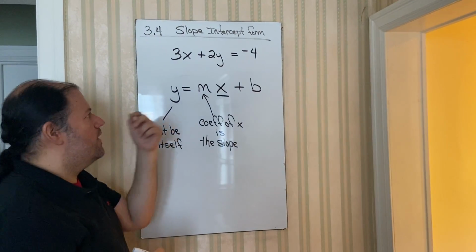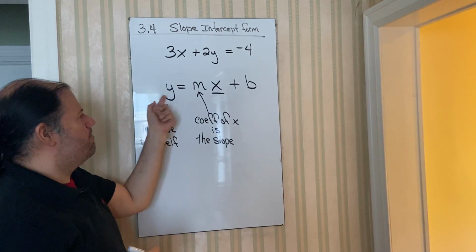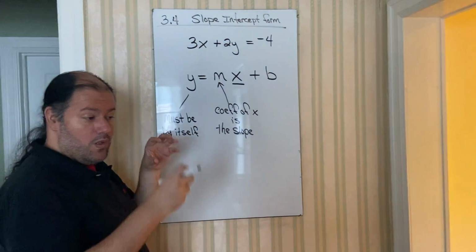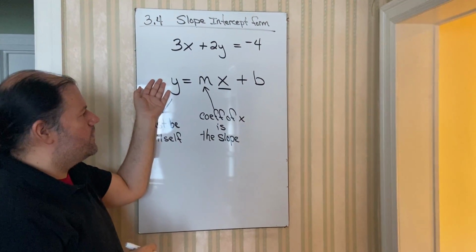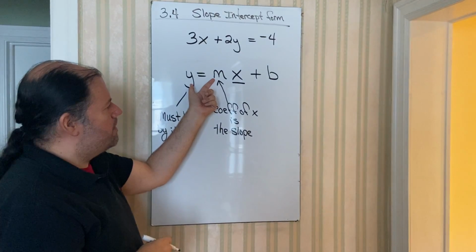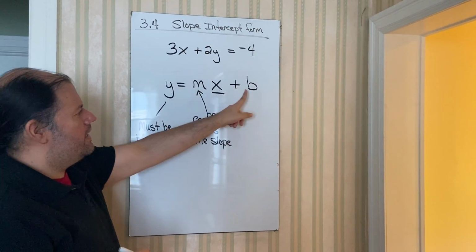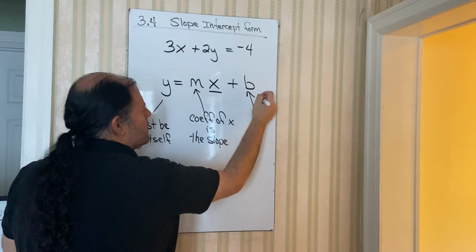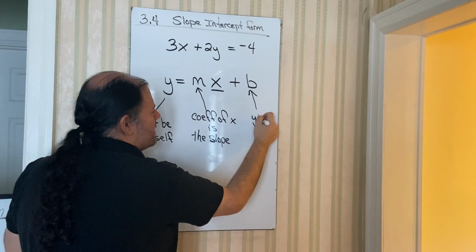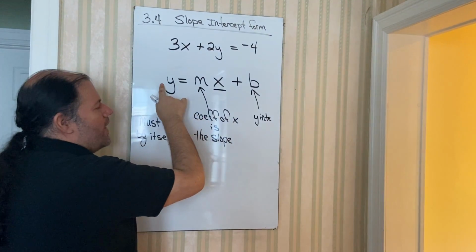So I don't want you to say, well, I know the coefficient of x right now is 3, so the slope is 3. You have to have y by itself. When y is by itself, this is known as the slope-intercept form. The letter m is the slope, which is really the coefficient of x. And then the b is known as the y-intercept. It is the constant in your equation, but only when y is by itself.